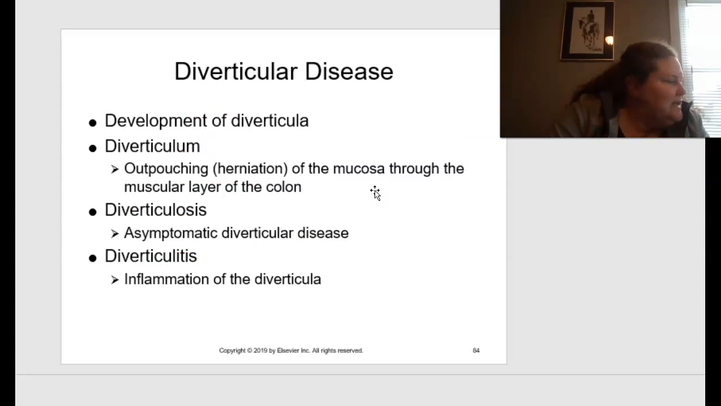Talking about diverticular disease, this is causing the development of diverticula, and this is discussed on page 475 of your book. So at the diverticulum, there is an outpouring or a herniation of the mucosa that occurs through the muscular layer of the colon. Diverticulosis is an asymptomatic diverticular disease, where diverticulitis is the inflammation of the diverticula.